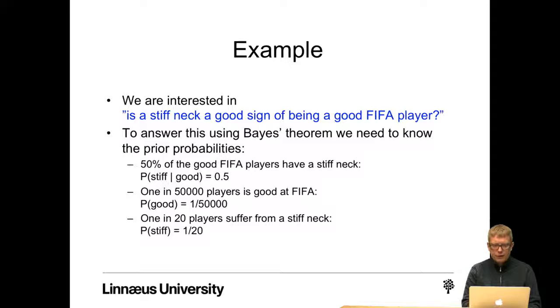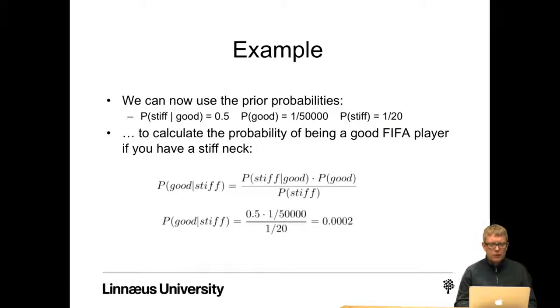It could be that 50% of the good FIFA players have a stiff neck, so the probability of having a stiff neck given being a good player is 0.5. One in 50,000 players is good at FIFA, so the probability of being good is 1 in 50,000. And 1 in 20 players, both good and bad players, suffer from a stiff neck, so the probability of having a stiff neck is 1 in 20. We can now use these prior probabilities. Probability of stiff given good is 0.5. Probability of good is 1 in 50,000. And probability of having a stiff neck is 1 in 20.